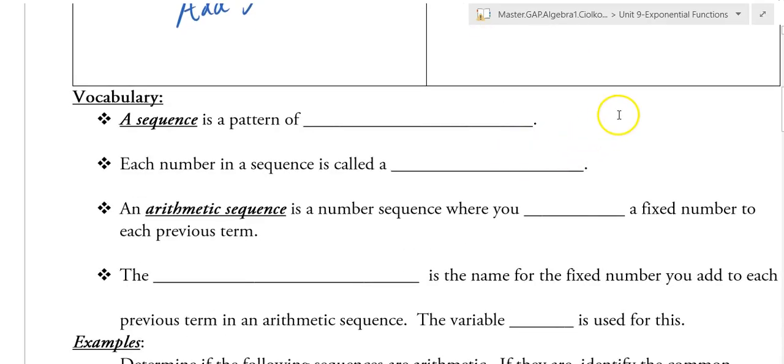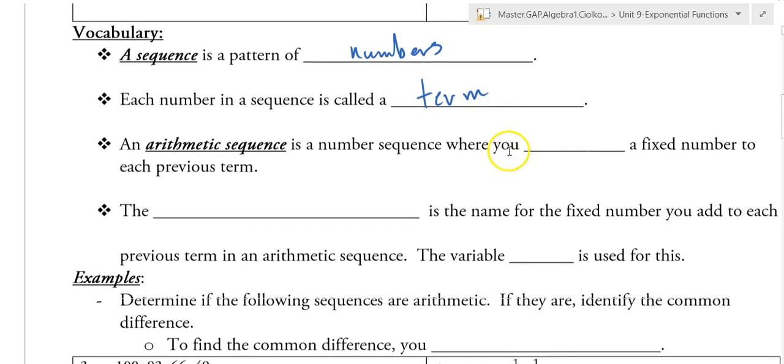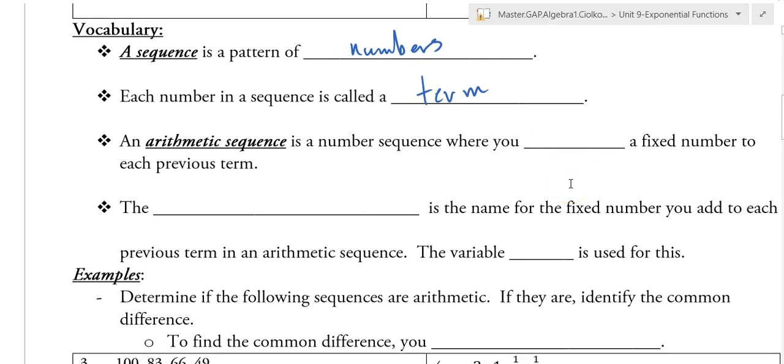Okay. A sequence is a pattern of numbers. Each number in a sequence is called a term. So this is just kind of vocabulary to use here. The big one: an arithmetic sequence is a number sequence where you add a fixed number to each previous term. So we add the same thing over and over, whether it's positive or negative.